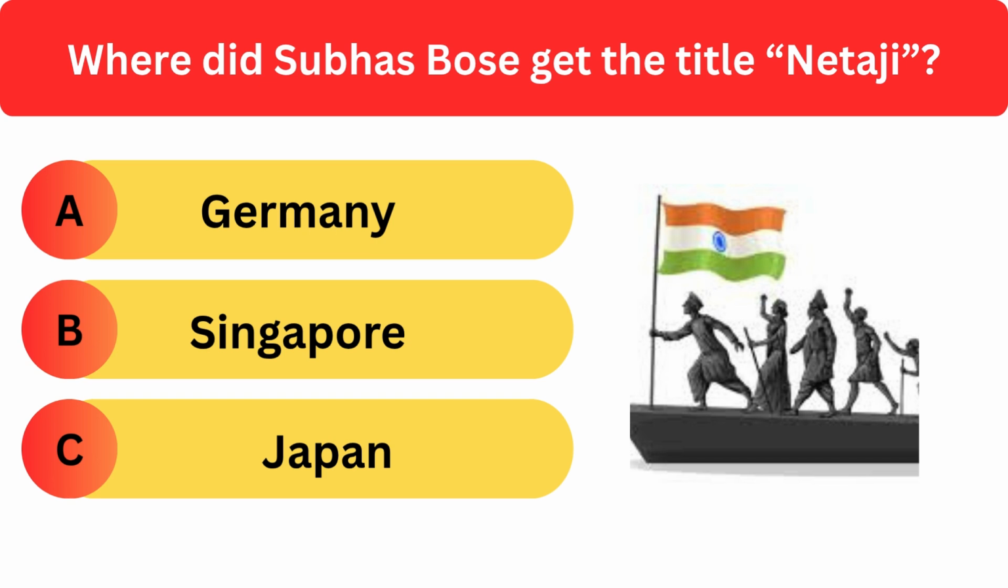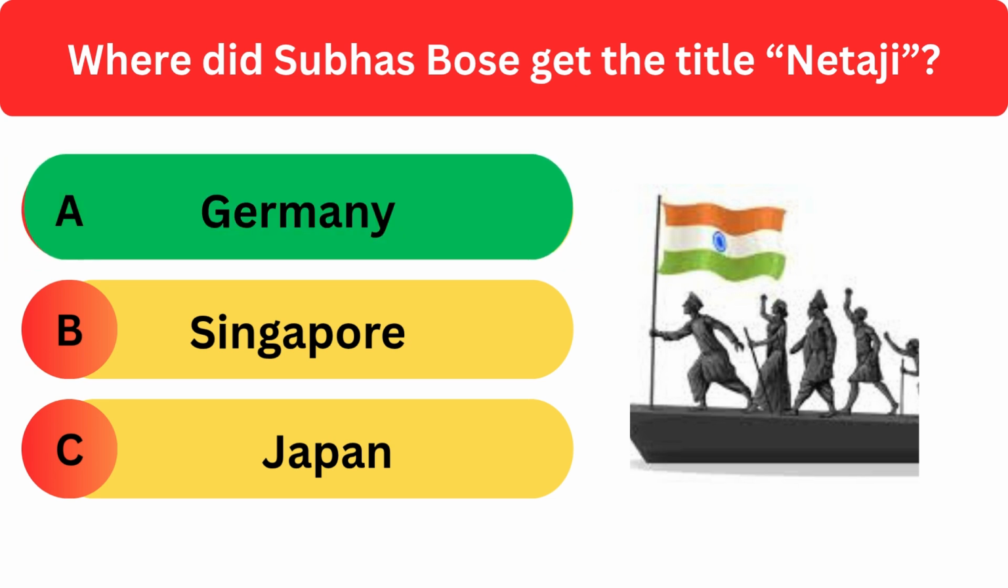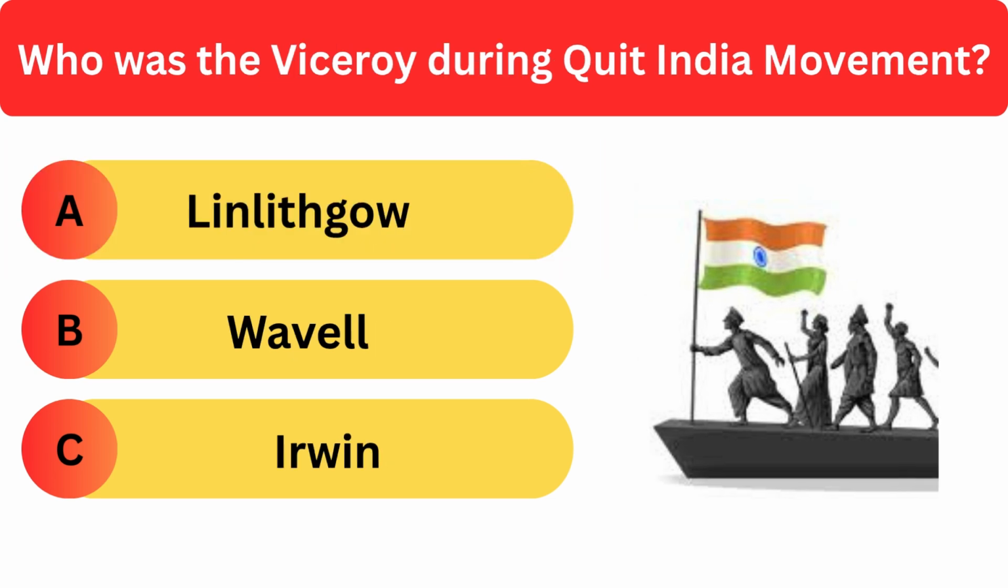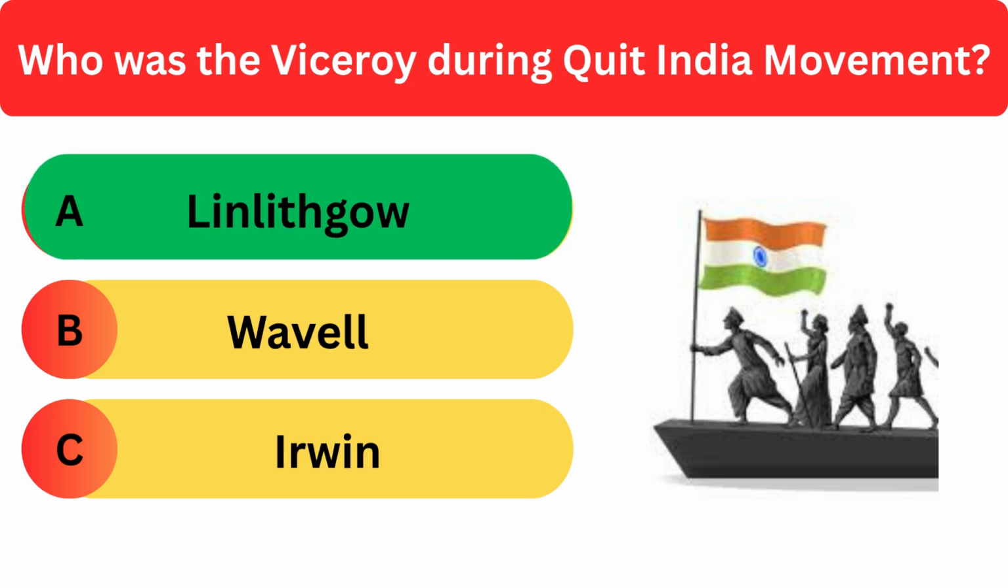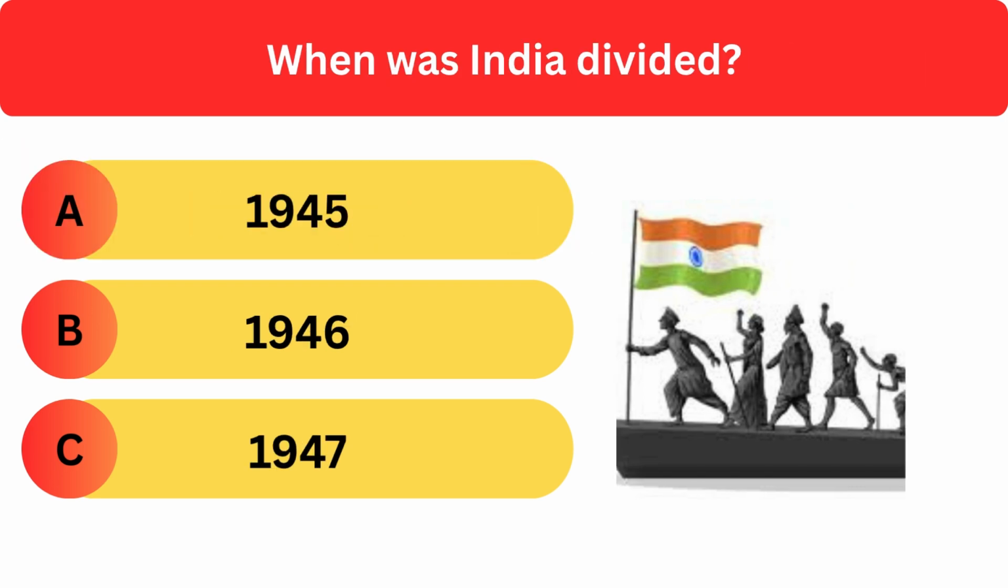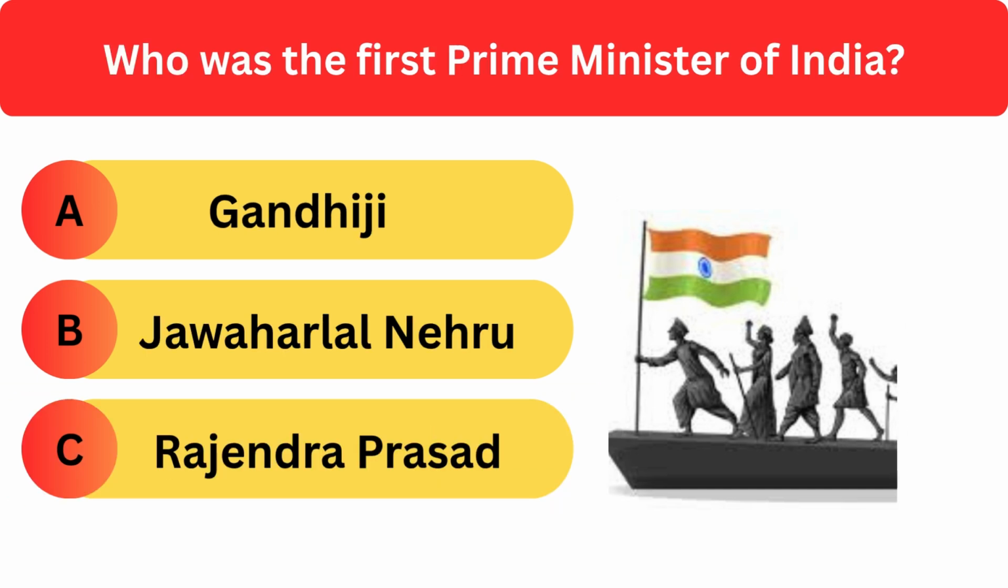Where did Subhas Bose get the title Netaji? Germany, Singapore, Japan. Correct answer is Germany. Who was the viceroy during Quit India movement? Linlithgow, Wavell, Irwin. Correct answer is Lord Linlithgow. When was India divided? 1945, 1946, 1947. Correct answer is 1947. Who was the first Prime Minister of India?